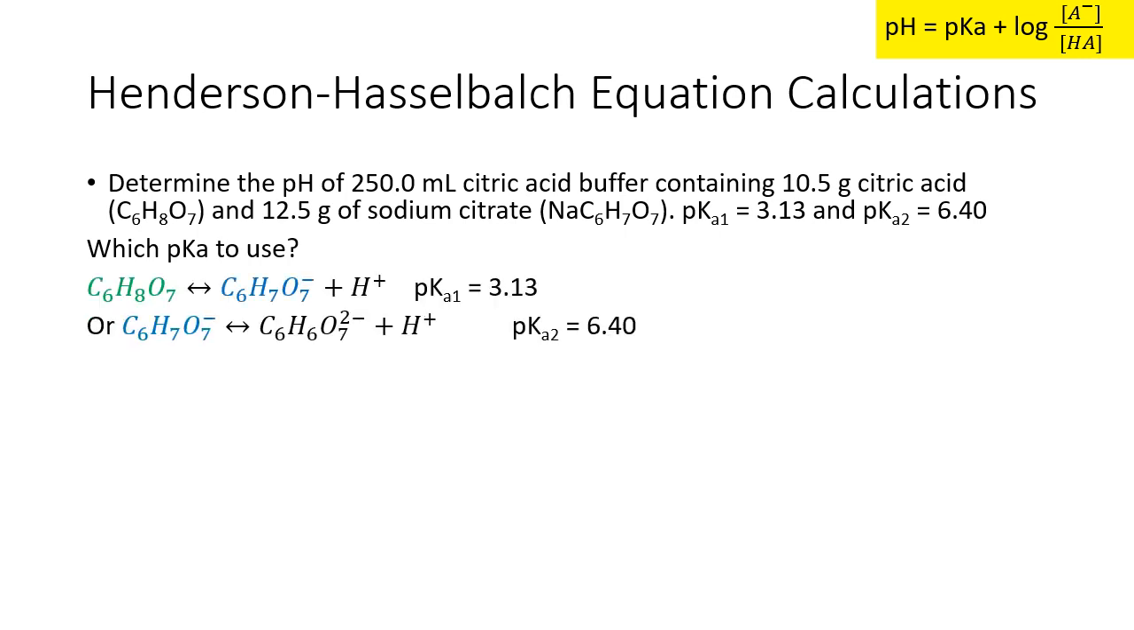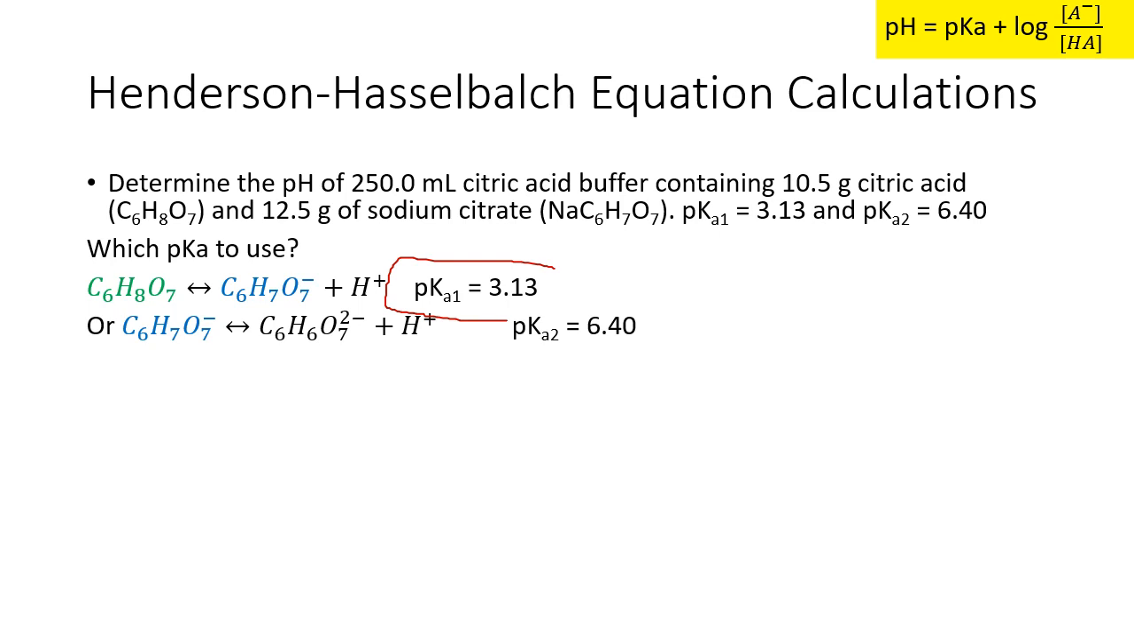So we're going to write out our first and our second ionization equations. And I have put what we were given in the problem, the citric acid, as green, and I've put the sodium citrate as blue. So why did I do that? I want you to visually see that we are dealing with the first one.